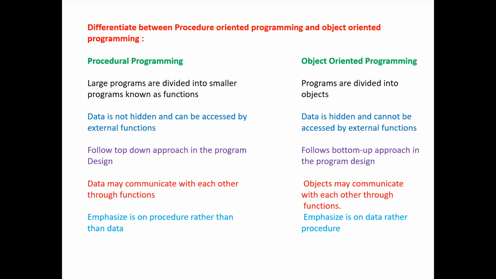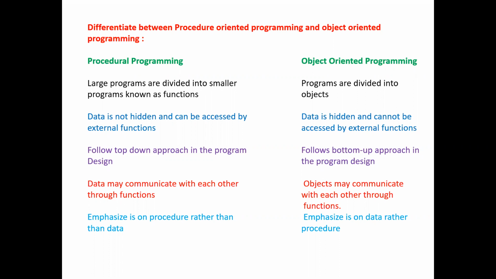And in case of object oriented programming, the programs are divided into objects. Here also a large program is divided into number of parts. Here we are calling that part as an object. Programs are divided into objects here. In procedure oriented programming, programs are divided into functions.